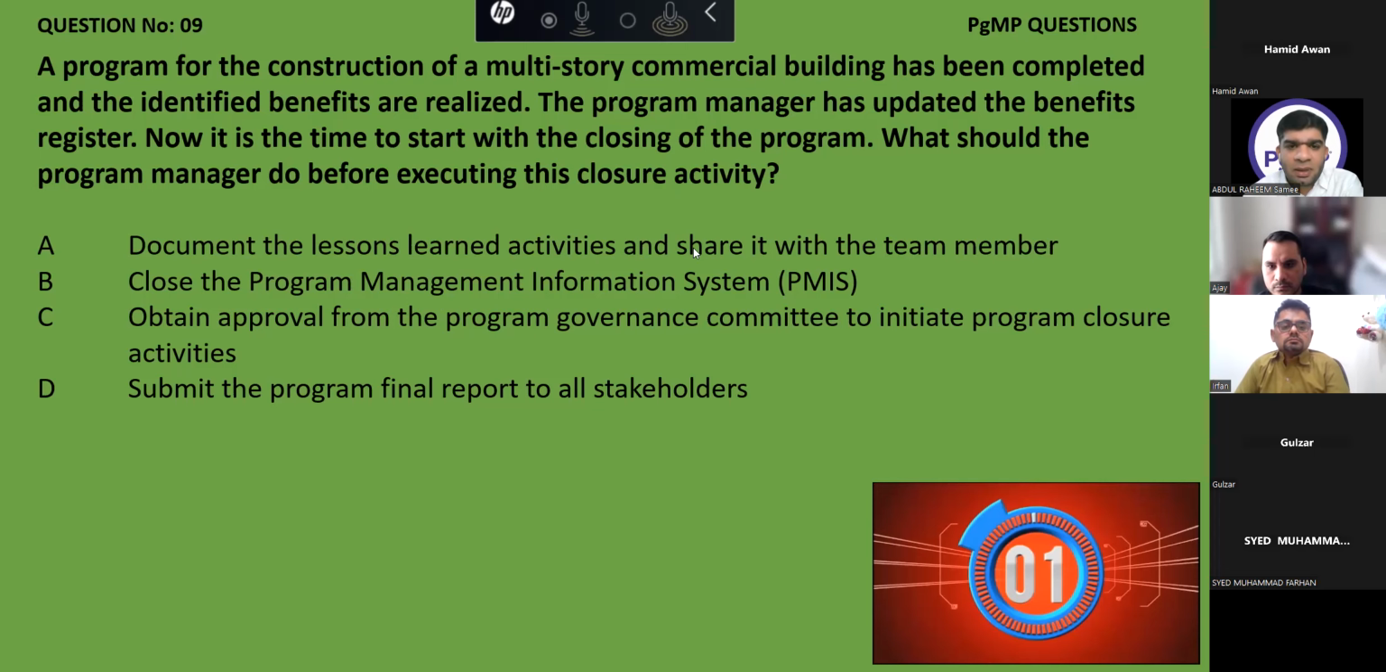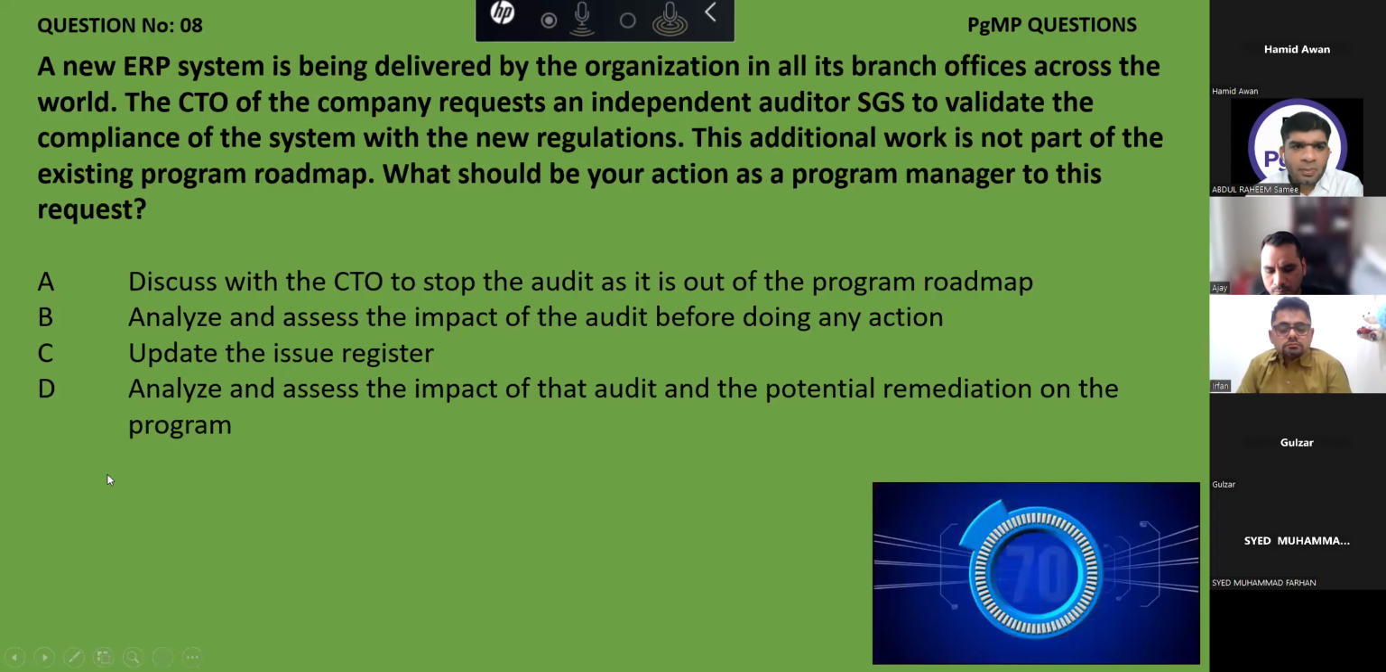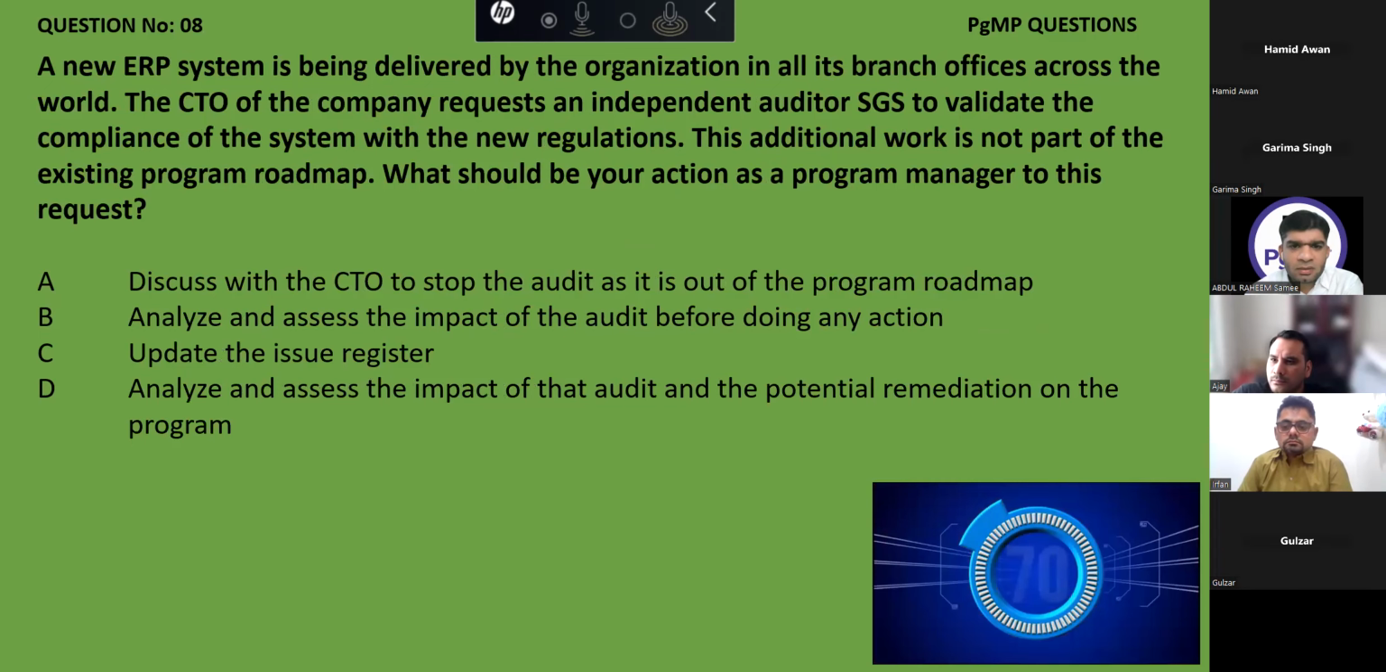Yes, Mr. Hamid. A quick question for you. In the previous question where you talked about the risk activity, in that scenario, did the program manager have to take permission from the governance committee, because we did analyze and assess the impact? Did he have to take permission to initiate the remediation process? Or was that not part of the question?